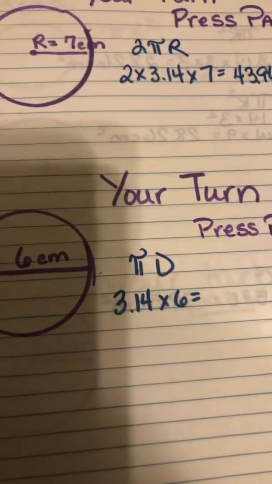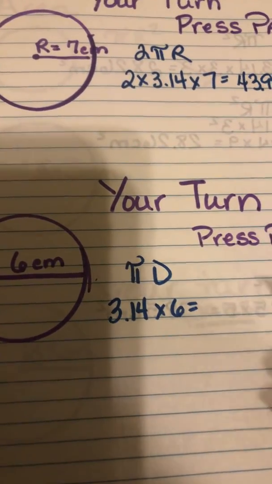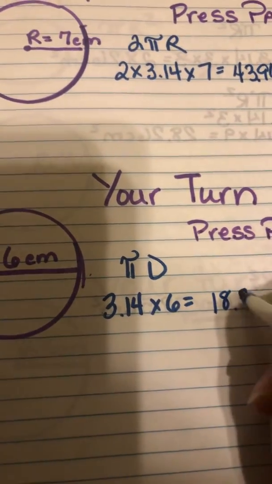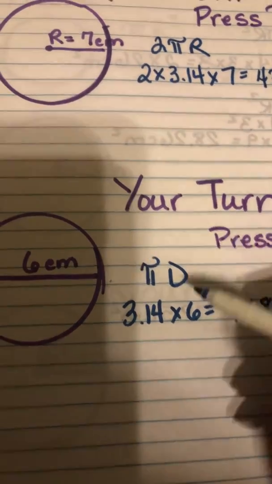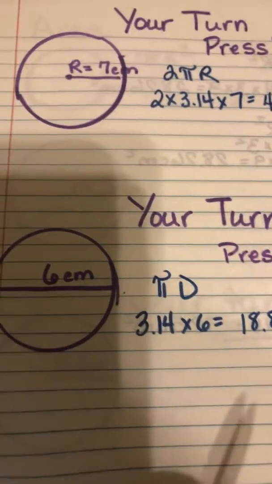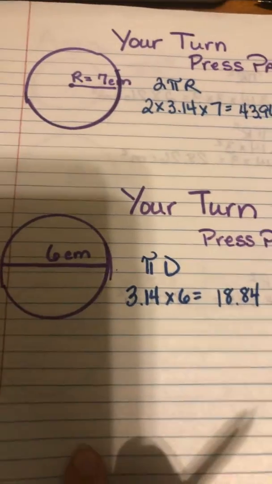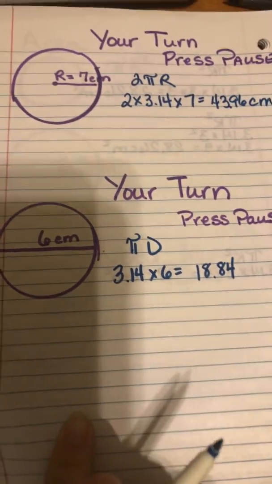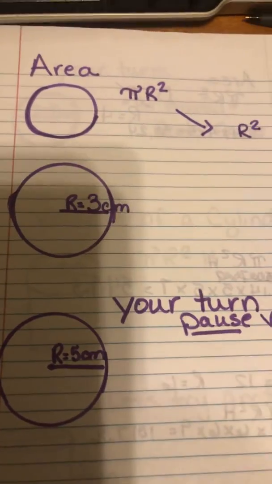So I'm going to say in my calculator 3.14 times 6, and that gives me 18.84. See how it helps if you write the formula, then write down below? Really helps. By the way, you should be taking notes because I'm going to be giving you a quiz on this in a minute. All right, next.